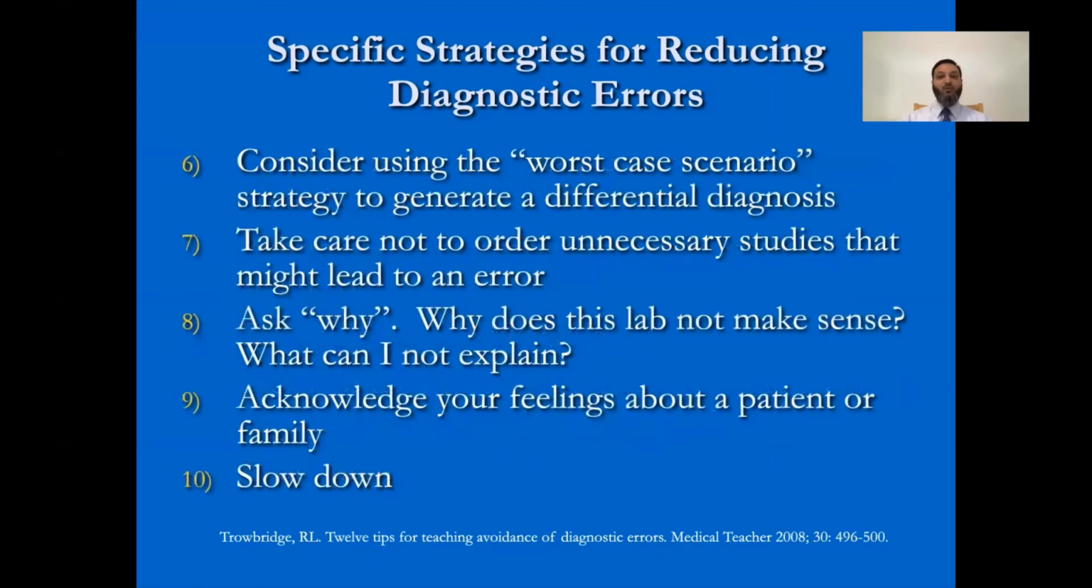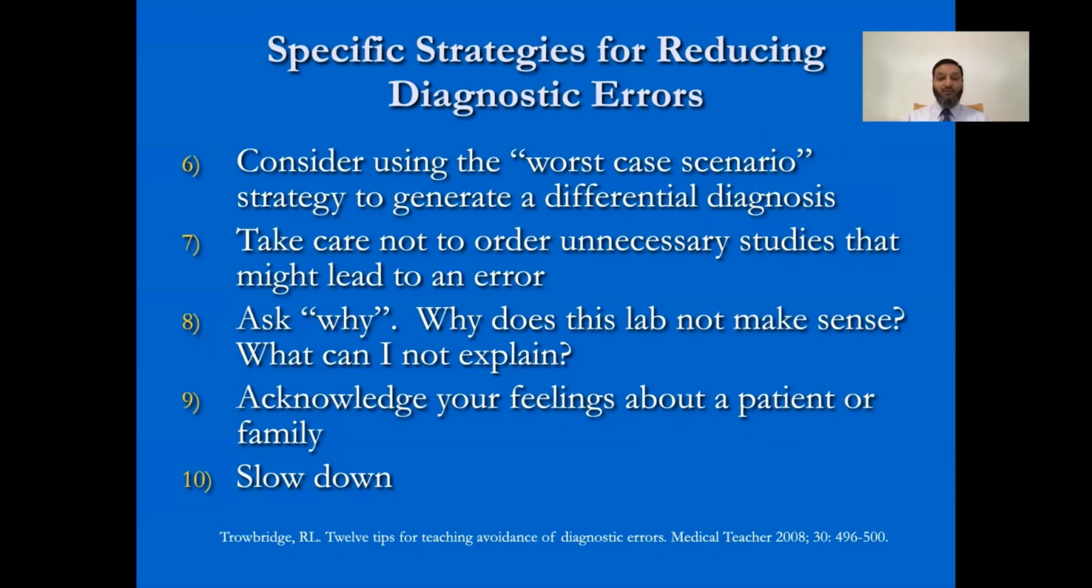Number 6, consider using the worst case scenario strategy to generate a differential diagnosis. So I think this is a very effective strategy as well, where you think about what's the worst thing that this patient could have, the worst thing on the differential diagnosis, and rule that out, and at least think about that from the history and the exam and make sure you do not miss that. Number 7, take care not to order unnecessary studies that might lead to an error. So sometimes when you do unnecessary studies, something comes back abnormal, then you have to try to explain it, and that could be difficult sometimes. Number 8, ask why. Why does the lab not make sense? Why is that finding there and I can't really explain it based on the diagnosis I'm considering? So ask yourself why when you're thinking about the patient.